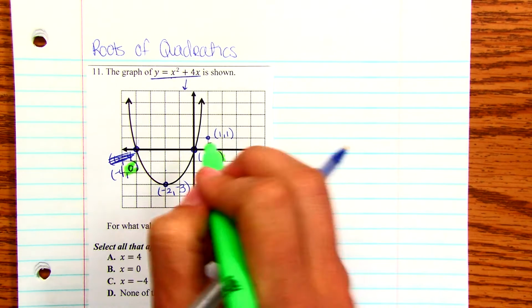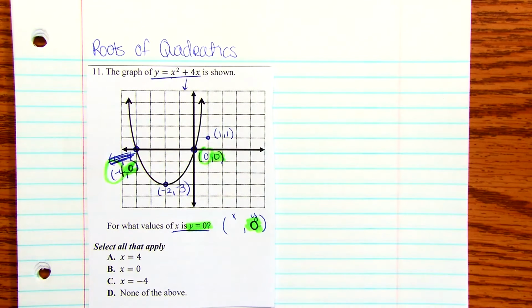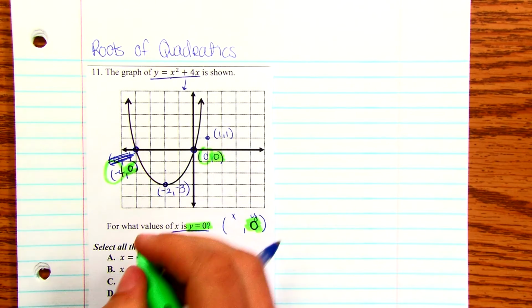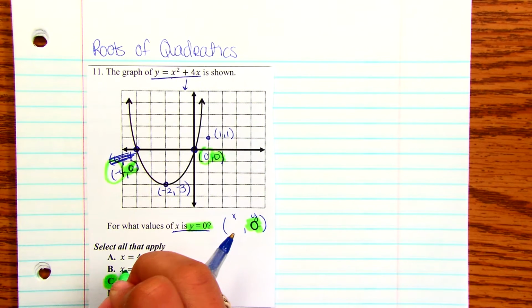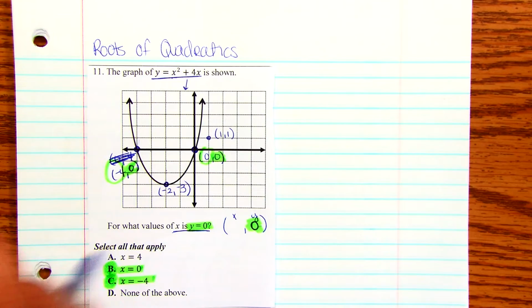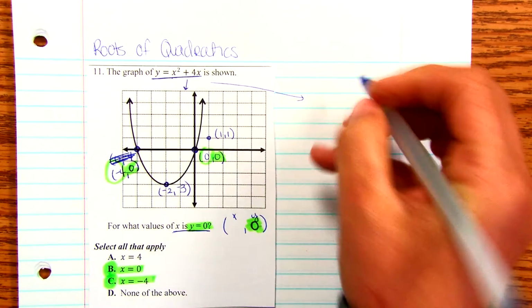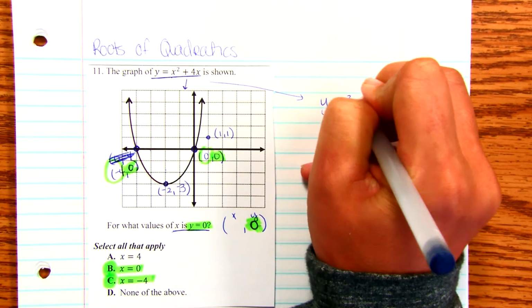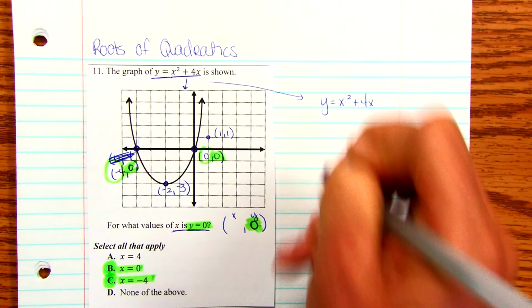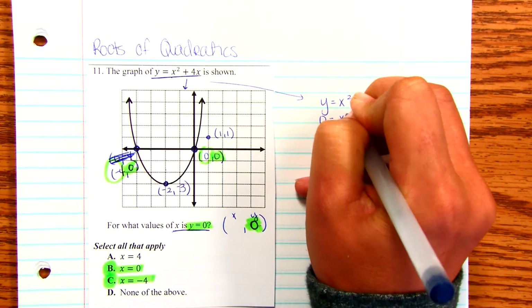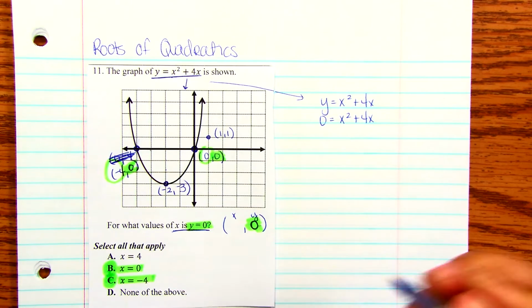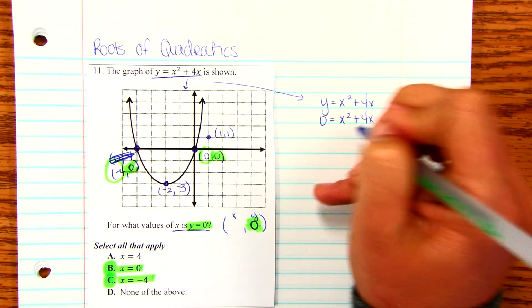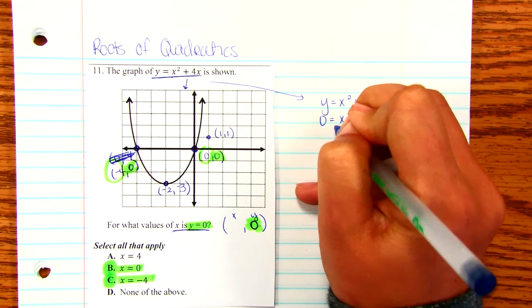So the values where y is 0 are negative 4 and 0. The other way you could have solved this is by taking the equation and substituting in 0 for y, and then you could have solved this, okay? By factoring out an x, see that both of these terms have an x.